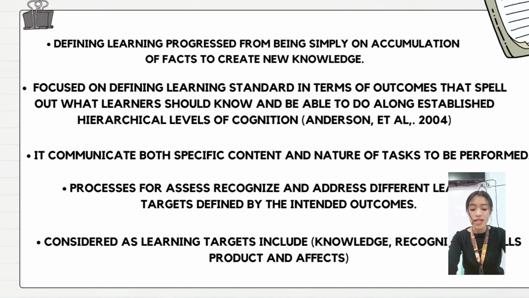So let's spell out what learners should know and be able to do, as well as establish hierarchical levels of cognition, and it communicates both the specific content and the nature of tasks to be performed. It is also a process for assessing cognition and addressing different learning targets defined by the intended outcomes. The learning targets considered include knowledge, reasoning, skill, product, and effects. And last, it is essential to be achieved as a result of instruction.